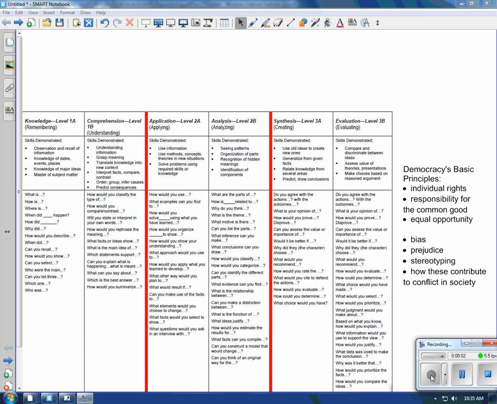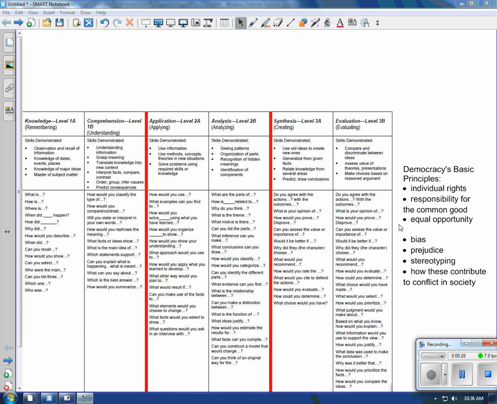Hi guys. Today I am going to show you how I wrote a level 3 question for my inquiry work in this new unit of study, which is Understanding Democracy and Civil Rights. Through this unit of study, you're going to be able to understand and discuss democracy's basic principles, which are individual rights, responsibility for the common good, and equal opportunity.